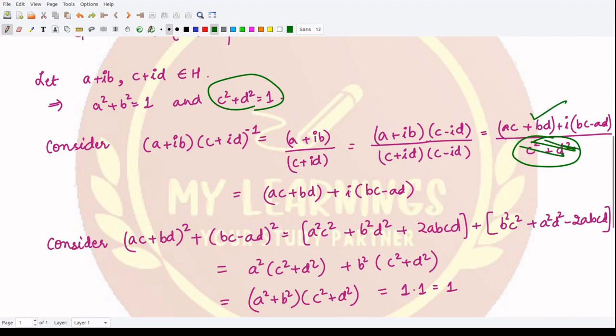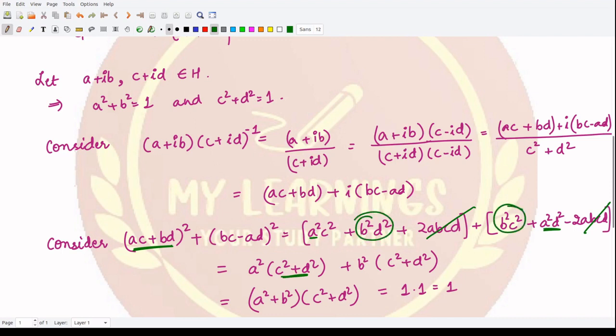Now this complex number would be present in H whenever the square of this plus the square of this is equal to 1. So let's check what is the sum of the squares of these two. The square of AC plus BD is this, the square of BC minus AD is this. So you see, you can cancel out this term and this term, and you can take A common from these two terms, so you're left with C square plus D square. You can take B common from these two terms, so you are left with C square plus D square. Again, you can factorize it to obtain A square plus B square multiplied with C square plus D square.